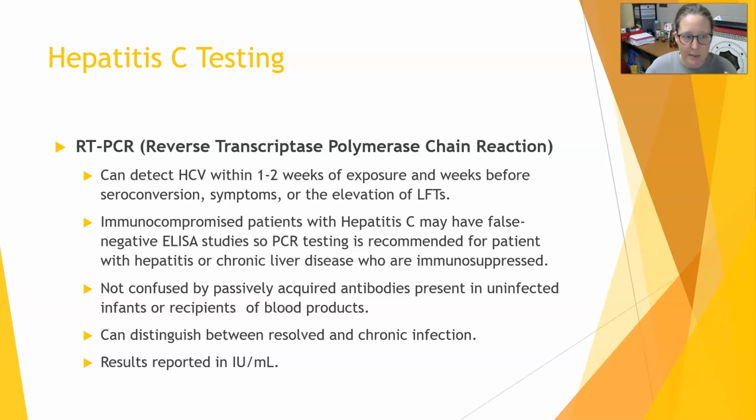RT-PCR is not confused with passively acquired antibodies that are present in uninfected infants or recipients of blood products, because it won't pick up on antibodies. RT-PCR is basically looking for the hepatitis C RNA, the genetic material, actually. So it can distinguish between resolved and chronic infections, and the results are reported in international units per milliliter.